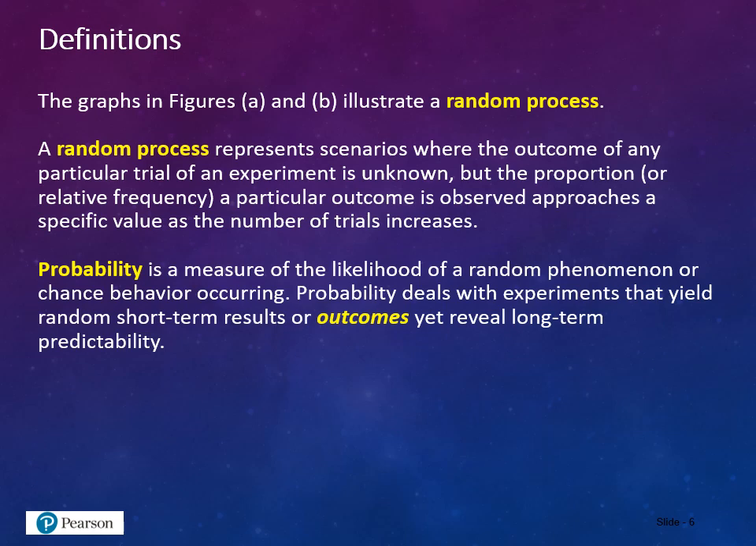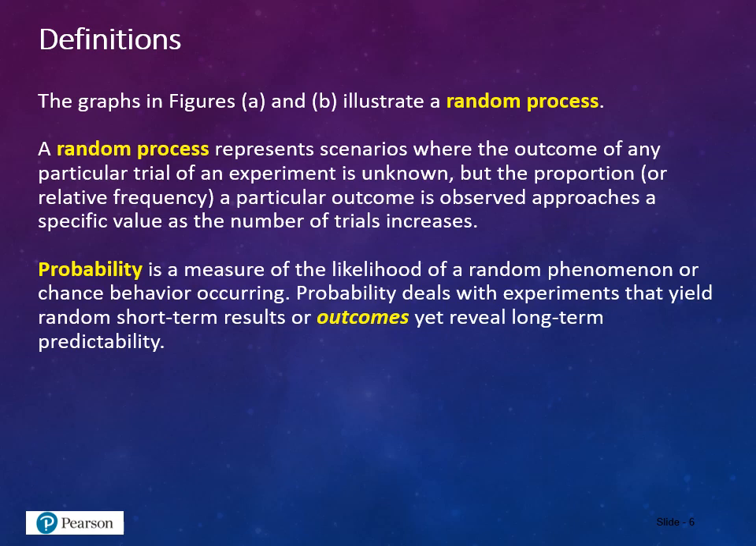Probability is a measure of the likelihood of a random phenomenon or chance behavior occurring. Probability deals with experiments that yield random short-term results or outcomes, yet reveal longer-term predictability. Like in our experiment before, flipping the coin was a random process.